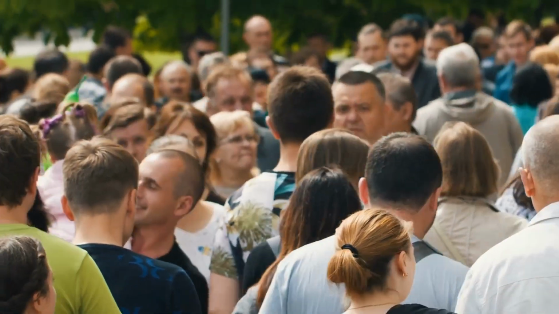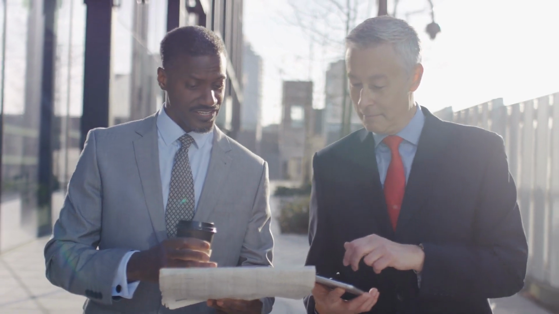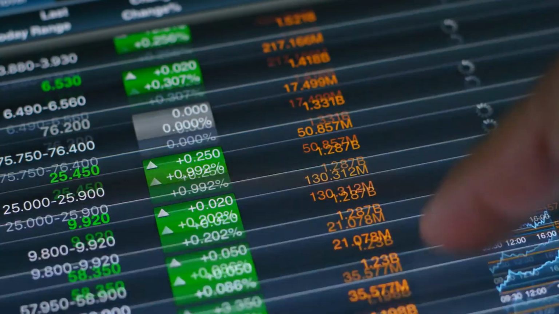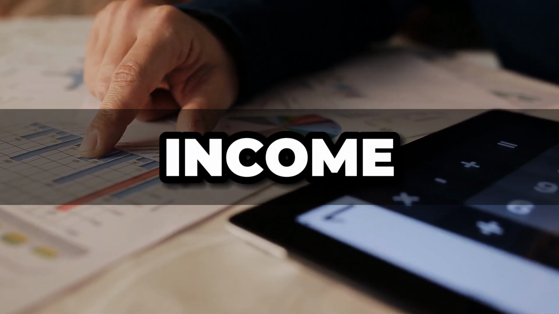Over the last 3 years, the dividend growth rate has been a robust 12.33%. Over 5 years, it has shot up to an impressive 13.92%, and in a decade, it's still standing tall at 11.32%. What this means is that investors who choose SCHD not only get access to a high-quality mix of stocks with a winning strategy, but historically, they've also seen their income grow steadily over time.